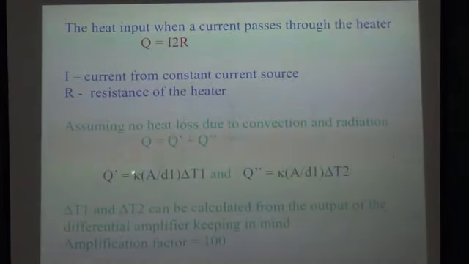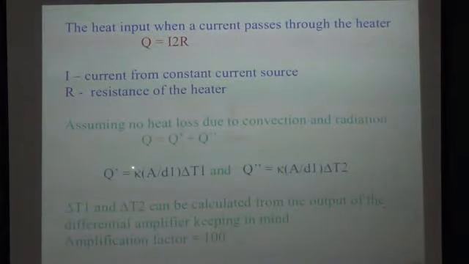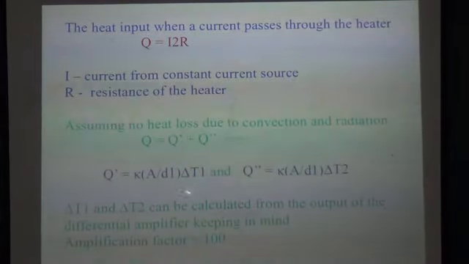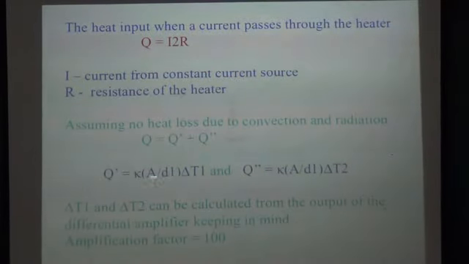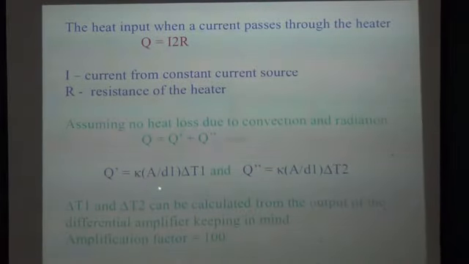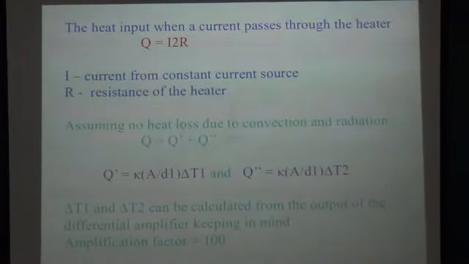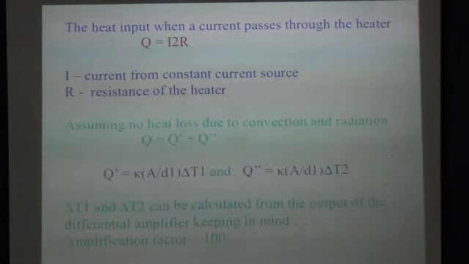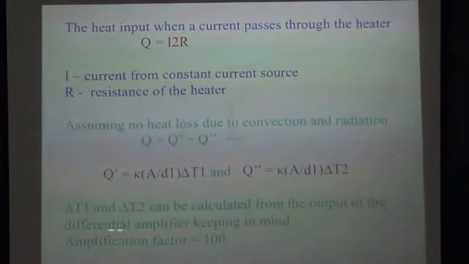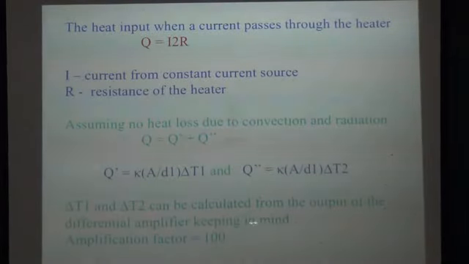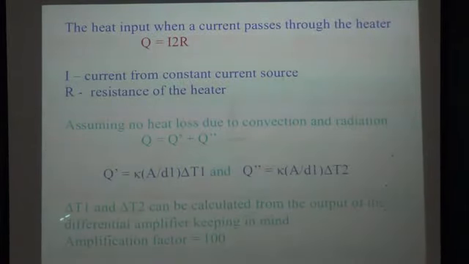So the value of Q dash on one side of a thermocouple will be K A delta T1 upon D1. In fact, it should be the other way around, K A. Anyway, it's okay. K upon A into delta T by D1. Delta T by D1 on one side will be the thermal gradient. Similarly, on the other side, delta T2 upon D1, D1 is the same. So delta T1 and delta T2 can be calculated from the output of the differential amplifier, keeping in mind the amplification factor, because you are multiplying your voltage by 100.